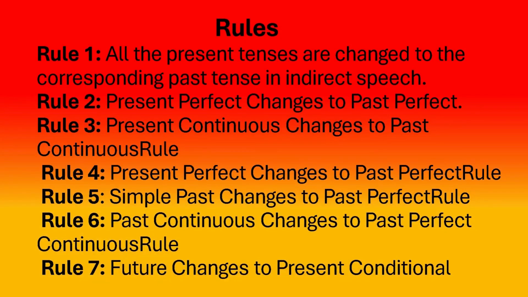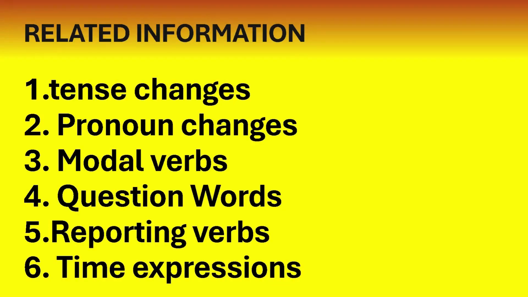Moving on to know about the rules, which changes from one tense to another. Rule number 1. All the present tenses are changed to the corresponding past tense in indirect speech. Rule number 2. Present perfect changes to past perfect. Rule number 3. Present continuous changes to past continuous. Rule number 4. Present perfect changes to past perfect. Rule number 5. Simple past changes to past perfect. Rule number 6. Past continuous changes to past perfect continuous tense. And rule number 7. Future changes to present conditional.